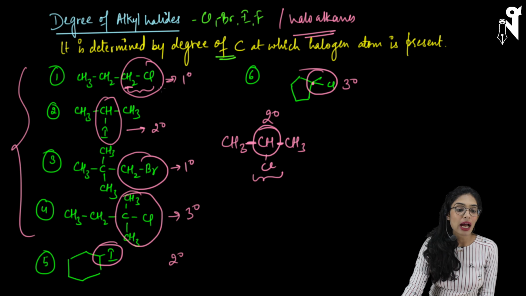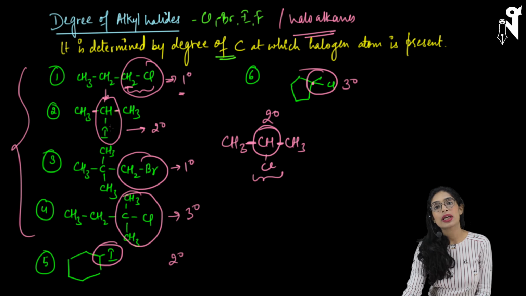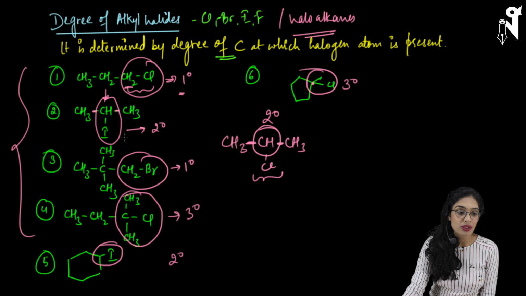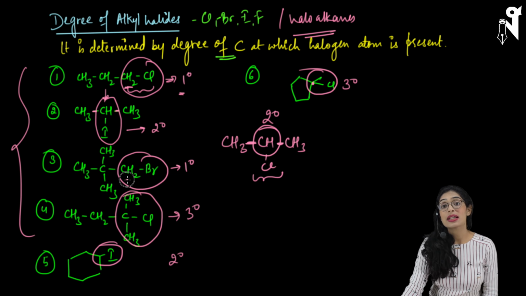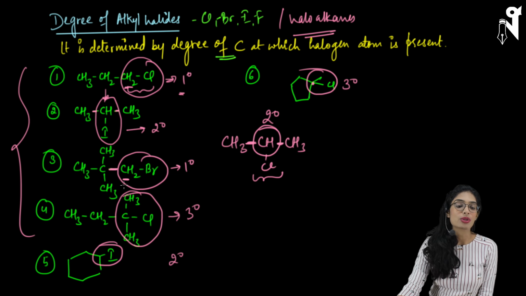If I talk about the iodine, iodine is present on the middle carbon, which is linked with two carbons as the neighbor, and hence the degree is going to be secondary, hence the haloalkane or alkyl halide degree is going to be secondary. Look at the bromine. Bromine is present on this carbon. This carbon has only one carbon as an immediate neighbor. Hence, the haloalkane degree is going to be primary.